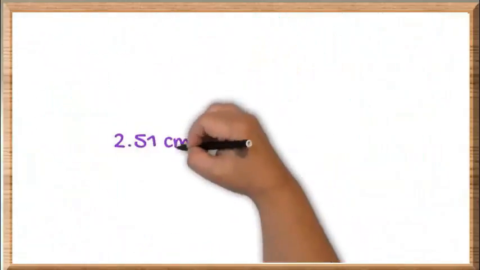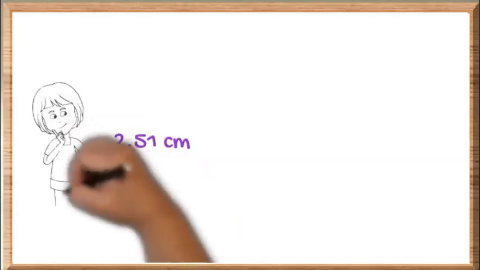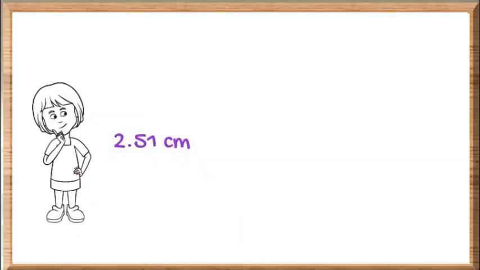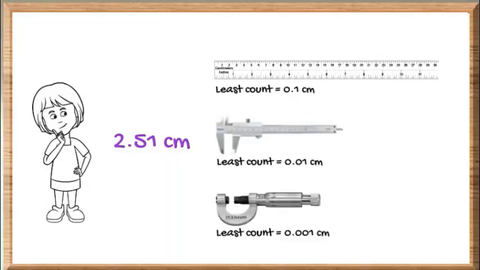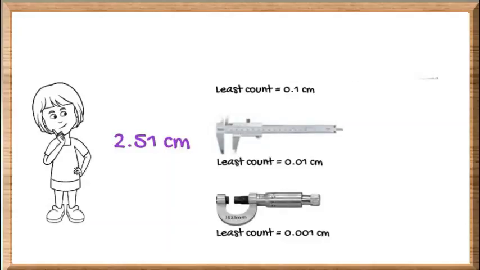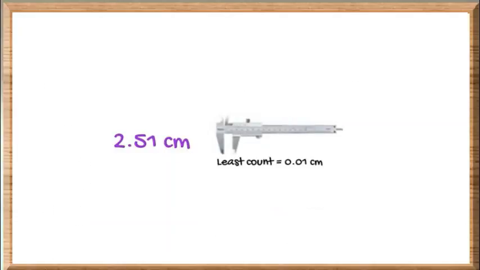Hi everyone. You have reported a measurement of a length as 2.51 centimeter. Can you guess which instrument would have been used to measure it? Yes, you are correct. It must be vernier calipers of least count 0.01 centimeter, as the reported measurement is given up to the second decimal place.